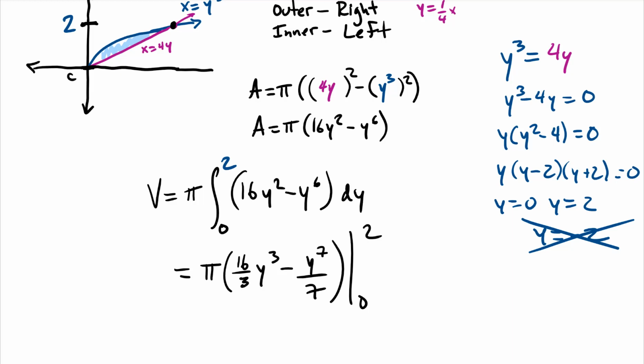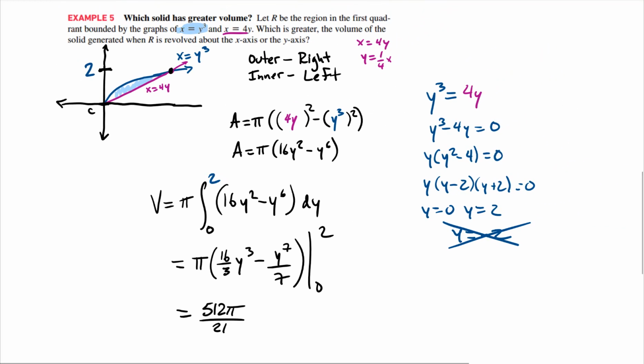Yeah, I think so. So clearly, it's 512 pi over 21. Just thought I'd skip those steps because, at this point, we should be able to deal with fractions. So there was our volume, 512 pi over 21. And just for some context, because we're trying to see which one's bigger, it's about 76.6.